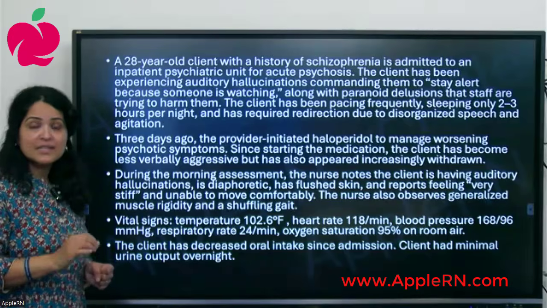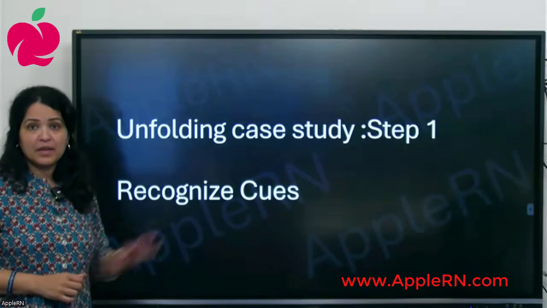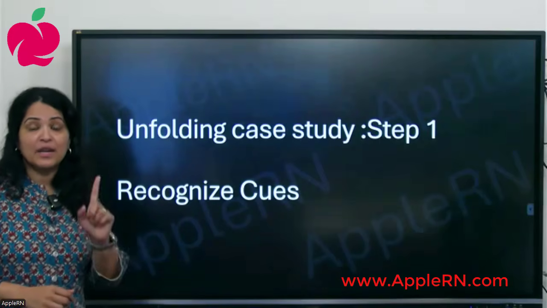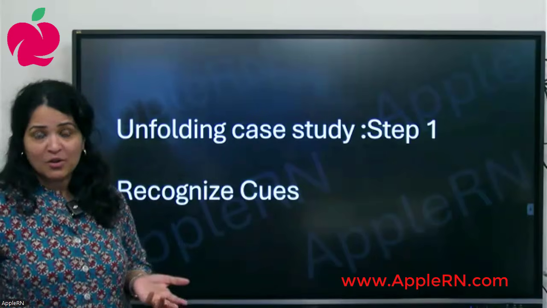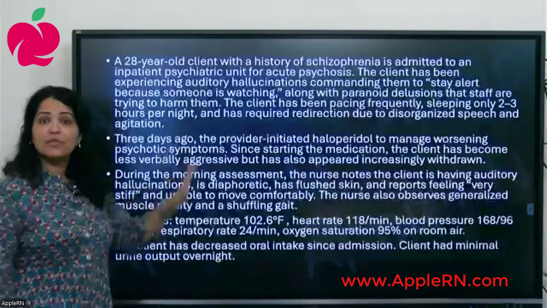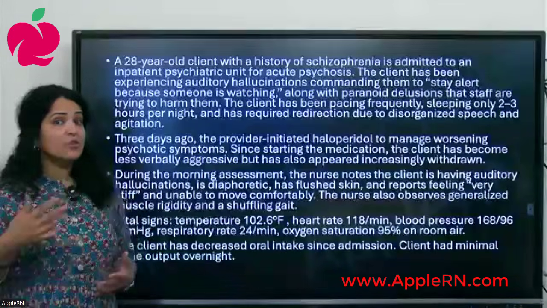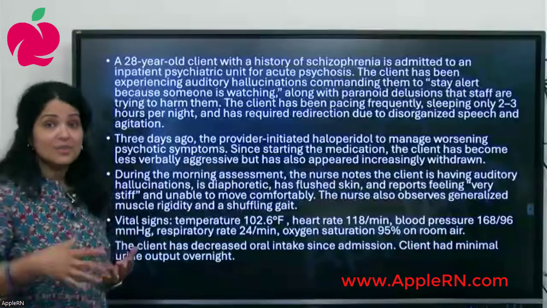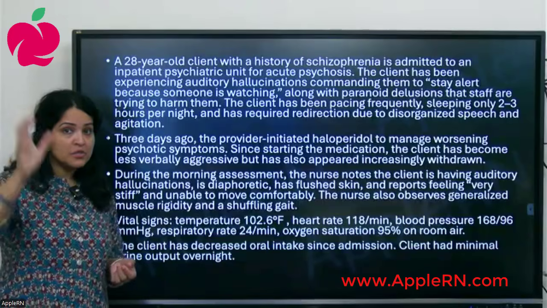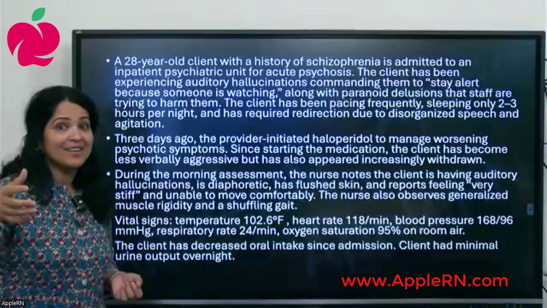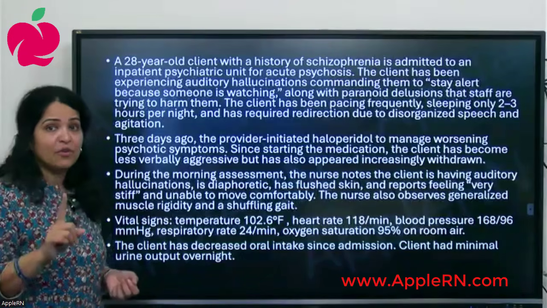So the first question is always going to be recognizing cues. This is where they are asking you what you will be concerned about, or what are the things here which you are worried about. What is something which needs your immediate attention? Those kinds of things are recognizing the cues so that you can figure out what's going on. That will be your first question in the unfolding case study.